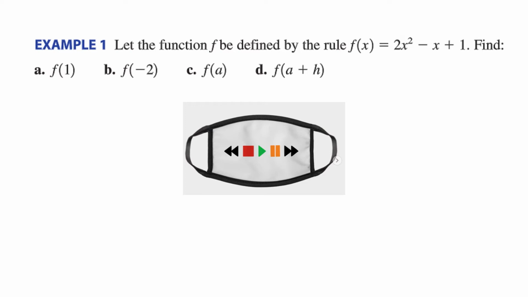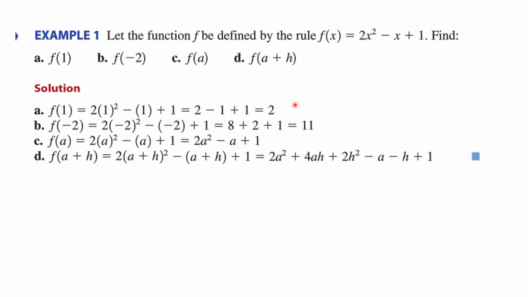Let's see how you did. Well, you should have gotten 2, 11, and 2a squared minus a plus 1. You have to simplify this. The one that's most interesting is when the input is a plus h, you're going to substitute everywhere that you find an x, you're going to substitute a plus h.